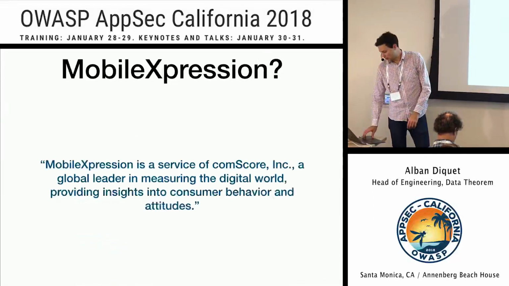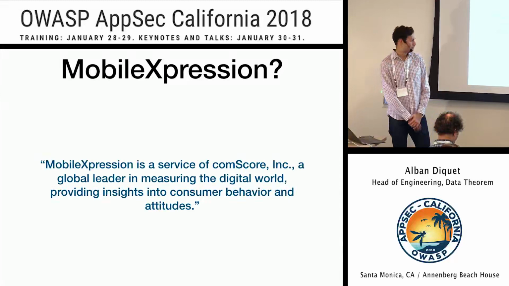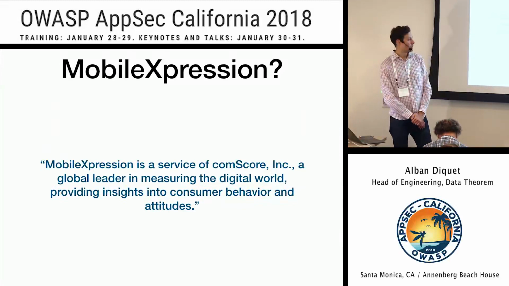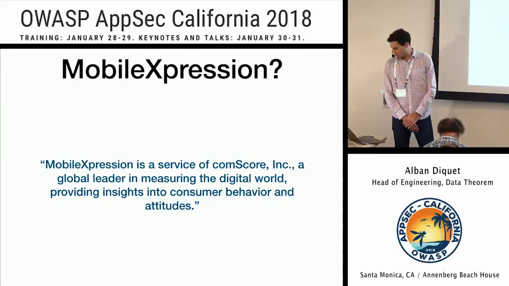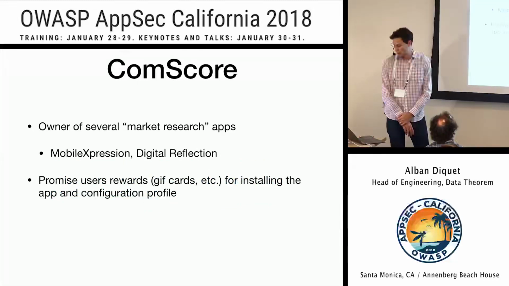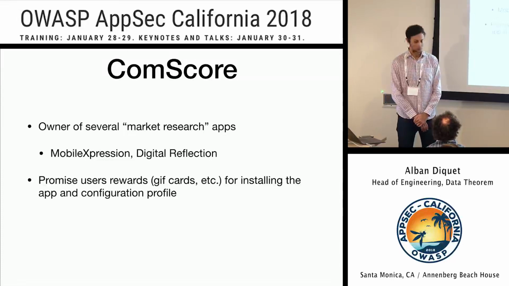And then you might be wondering, who's mobile expression and why are they doing this? It's actually pretty easy to find. They're not hiding anything. They say it's a service of Comscore, a global leader in measuring the digital world, providing insights into customer behavior and attitudes. So they're owned by Comscore, and Comscore owns a bunch of apps, including mobile expression and digital reflection. And what we saw there was they promised some kind of reward, like a gift card or an HDTV, if you install the app and the configuration profile.